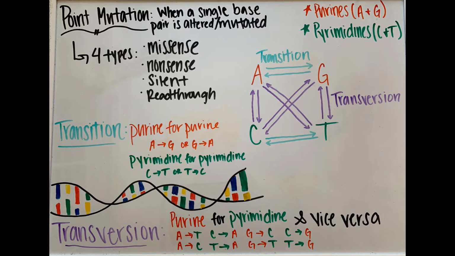So you have the pyrimidines, which are C and T, and the purines are A and G. So a transition from a purine for a purine is A to G or G to A, and then pyrimidine for pyrimidine is C to T or T to C, and transversion is purine for pyrimidine and vice versa.